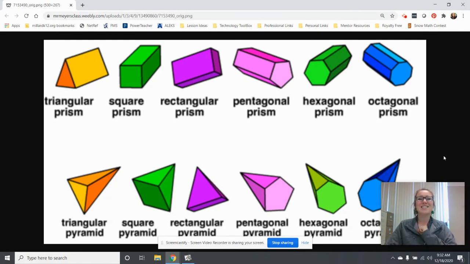The last one is a sphere. A sphere is just like a ball, like a soccer ball, a basketball, a baseball, anything like that. That is what a sphere is.